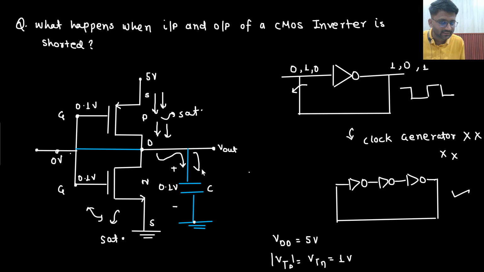So capacitor will still charge. Capacitor will keep on charging. Now from 0.1 it will go to 0.2, 0.3, 0.4, 0.5. What will happen is that VSG value will keep on going down. Let's say it has gone to 0.2.